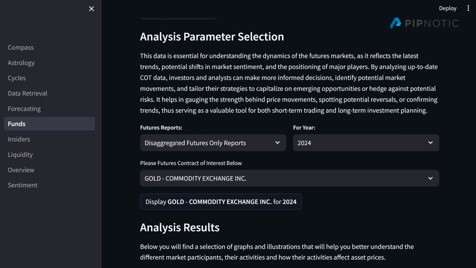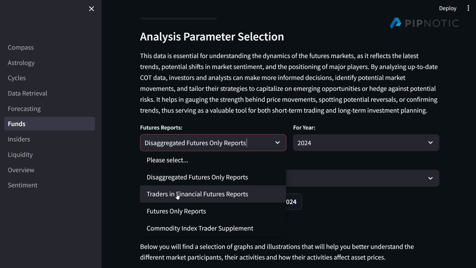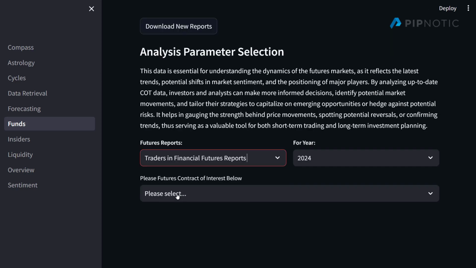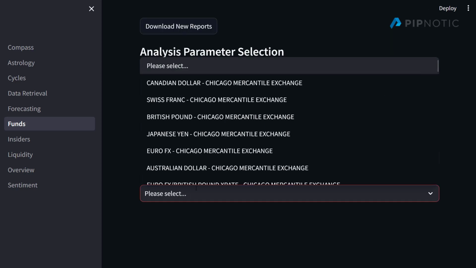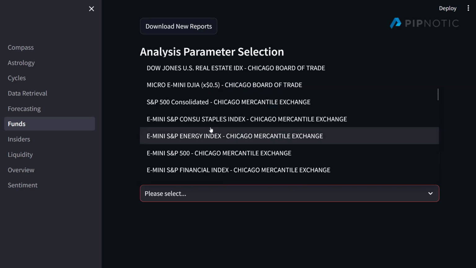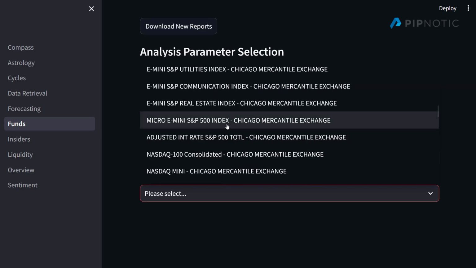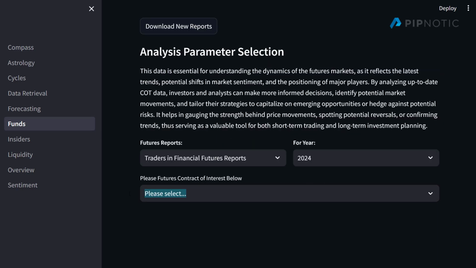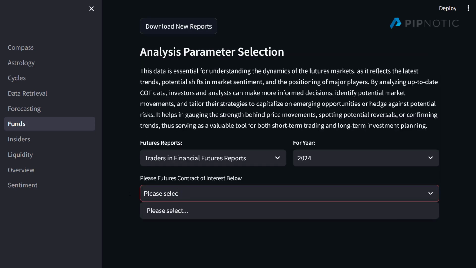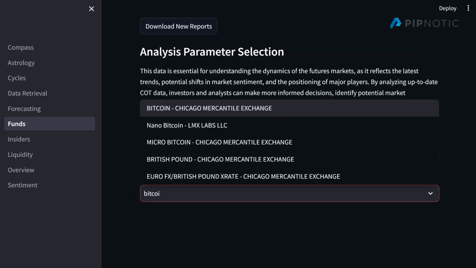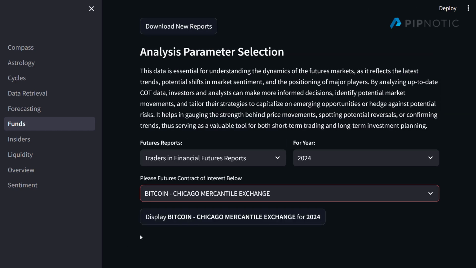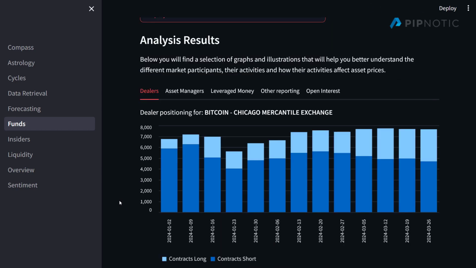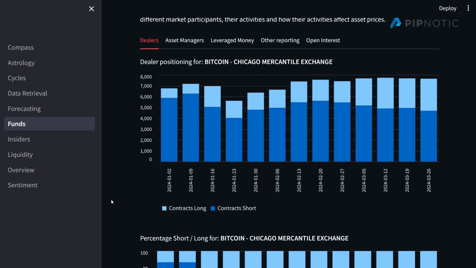Let's have a look at Bitcoin. We need to go to the traders in the financial futures. So here we have different contracts, but in here we're going to find, sorry, not gold, we're going to find Bitcoin. So if I search for Bitcoin, here we have Bitcoin, Chicago Mercantile Exchange. We want that, and we want to display those results. And here we can see something similar. We have the data in from yesterday.